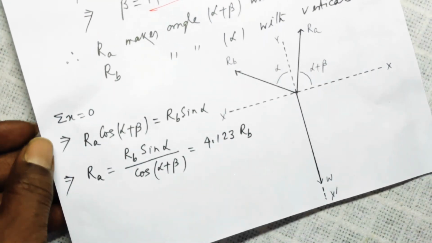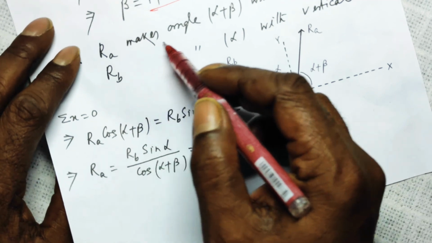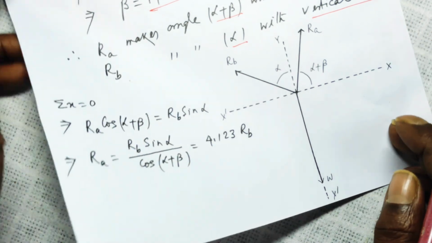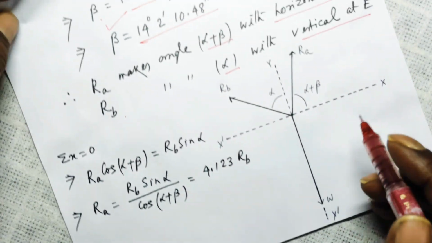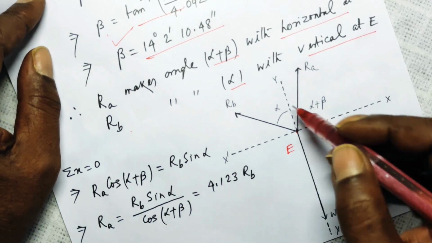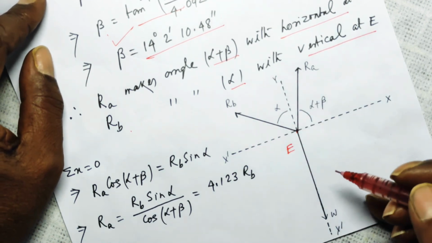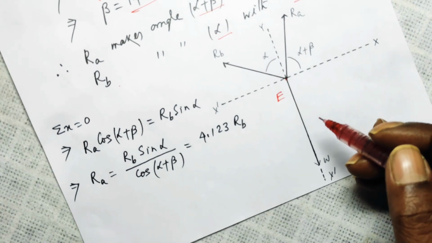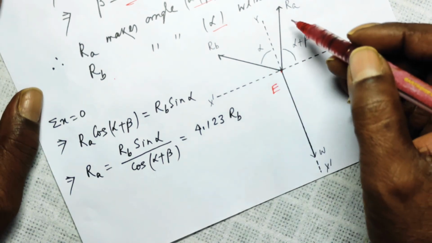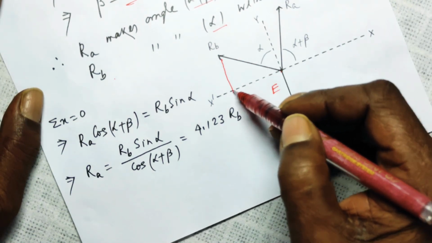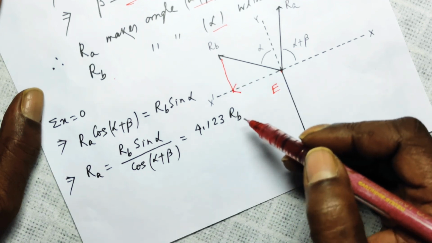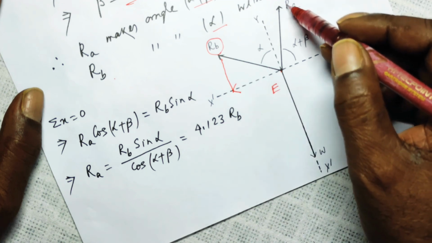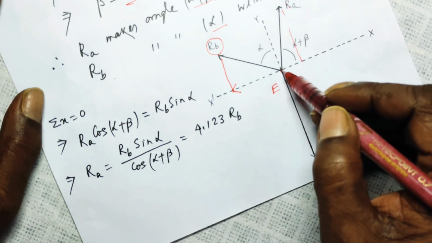So in the free body diagram, RA makes alpha plus beta with horizontal at E, RB makes angle alpha with vertical at E. So this is your point E, X-axis, Y-axis, RA, RB. So now it is simple. Let us then apply sigma x is equal to 0. Means x component of RB will be from this point to this point. How much will be that? That will be RB sin alpha. X component of RA, if you drop a perpendicular from here, will be from here to here.